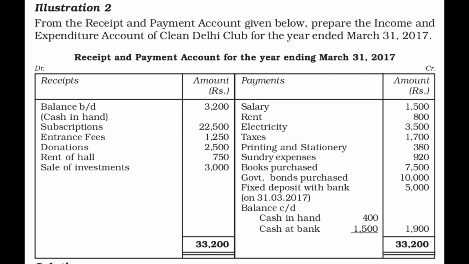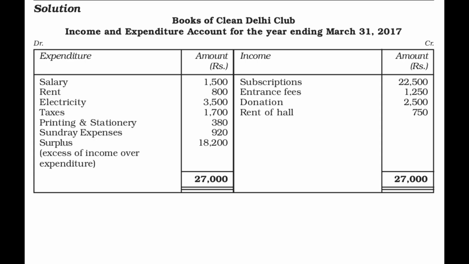Please take illustration 2 in your book. From the receipt and payment account given below, prepare the income and expenditure account of Clean Delhi Club for the year ended March 31st 2017. Income and expenditure account is prepared taking the items of expenditure on the debit side or expenditure side and the items of incomes on the credit side or income side. To the income side, the items of receipts from the receipts and payments account, and to the expenditure side, the items of payments from the receipts and payments account are taken.